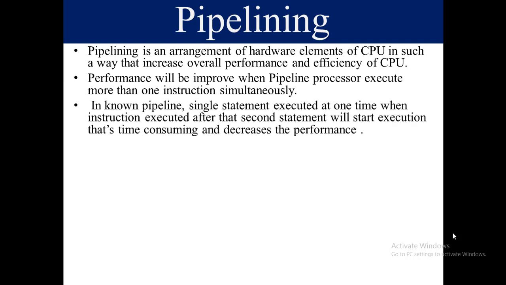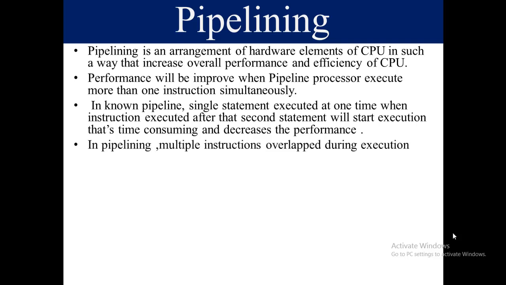In the traditional architecture, known as non-pipelined, a single instruction executes at one time. One instruction is executed, and after that the second instruction starts execution. That's time consuming and decreases performance. Why? Because only when the first instruction is completed does the second instruction start to execute. It is not possible in traditional architecture to execute both instructions simultaneously. So initially we have to execute the first instruction and then the second instruction.